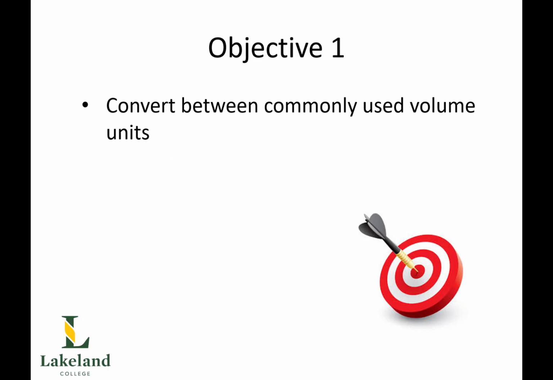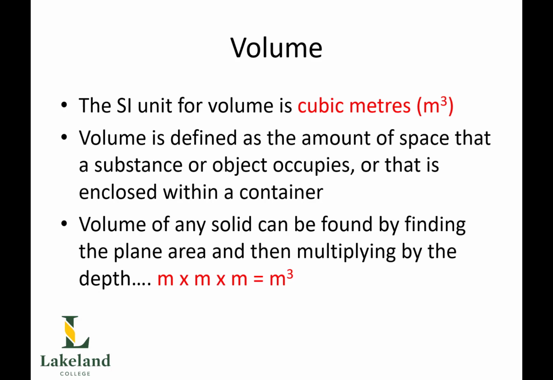So in this video, we're going to take a look at Objective 1, which will be a very short one, just reviewing some work that we did back in Chapter 1, which is going to be the conversion between commonly used volume units. So volume is 3 dimensions. We have length, we have breadth or width if you prefer, and we also have depth or height if you prefer. So when we multiply all 3 dimensions together, we get volume. The SI unit for volume is meters cubed or cubic meters if you prefer.